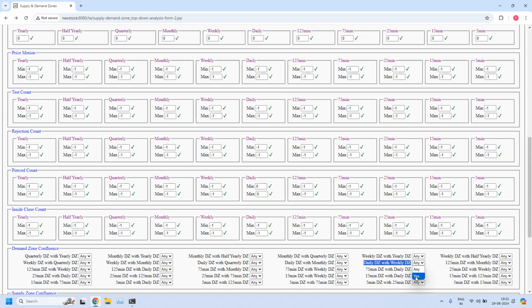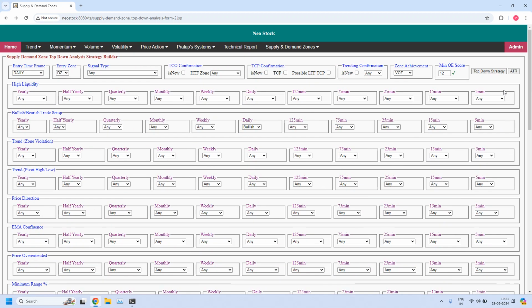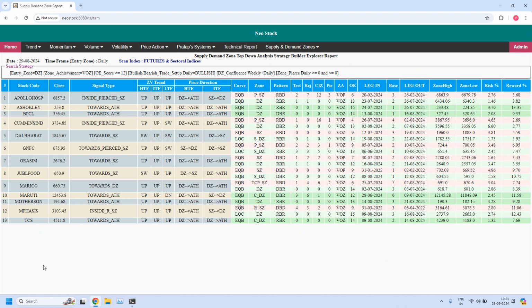I am enabling this filter. Now let's filter the stocks. See, now the list has come down to 13 stocks. From 30 stocks, the list has come down to 13. These 13 stocks are having ITF confluence. It doesn't mean the other stocks are not valid. They are also valid. But some people trade only in the zone confluence. For them it is useful.